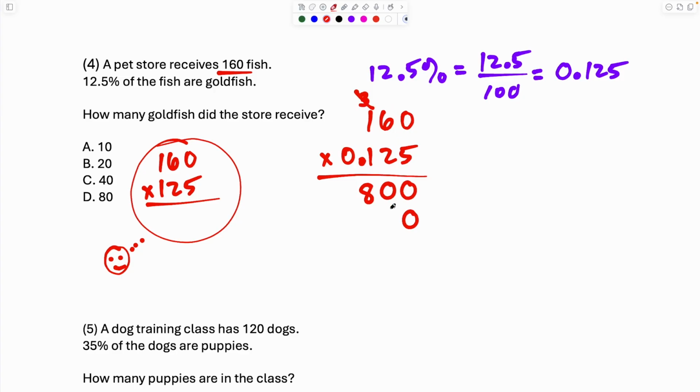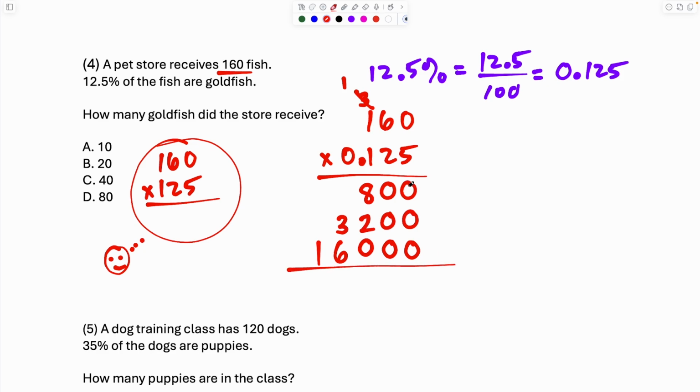So we have 2 times 0 is 0. 2 times 6 is 12. So we put a 2, carry the 1. And then 2 times 1 is 2, plus 1 is 3. And then when we go to a third row, we have to put 2 zeros as a placeholder. And now we're doing 1 times 0 is 0. 1 times 6 is 6. And 1 times 1 is 1.